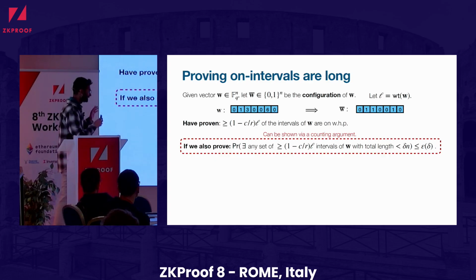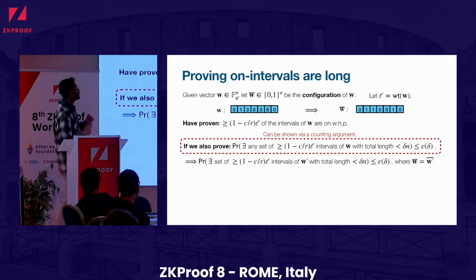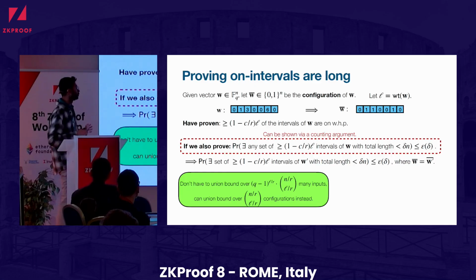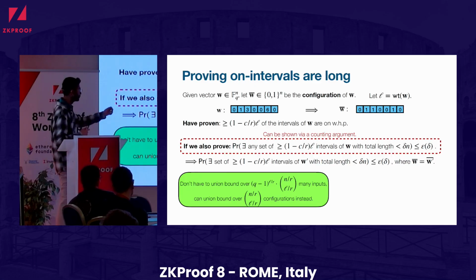This entire argument can be shown with a counting argument, and we will not dwell on this. But if you are able to show this, then you are able to show a similar statement about W prime as well, where W prime is any vector that has the same configuration. So if the first statement is true for a W with a particular configuration, then the second statement is also true for any W with the same configuration. And therefore, this is the rough idea as to why you don't actually even have to union bound over that many inputs, and you are able to just union bound over these many configurations instead, which is not a function of Q at all.